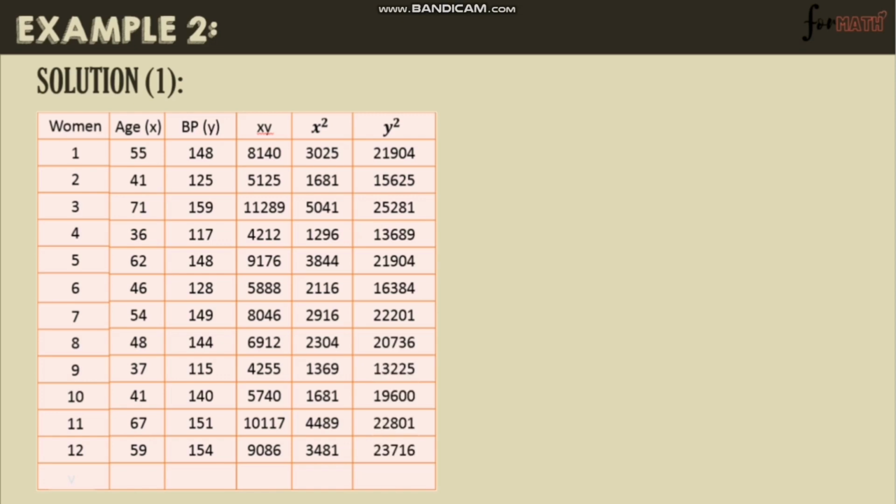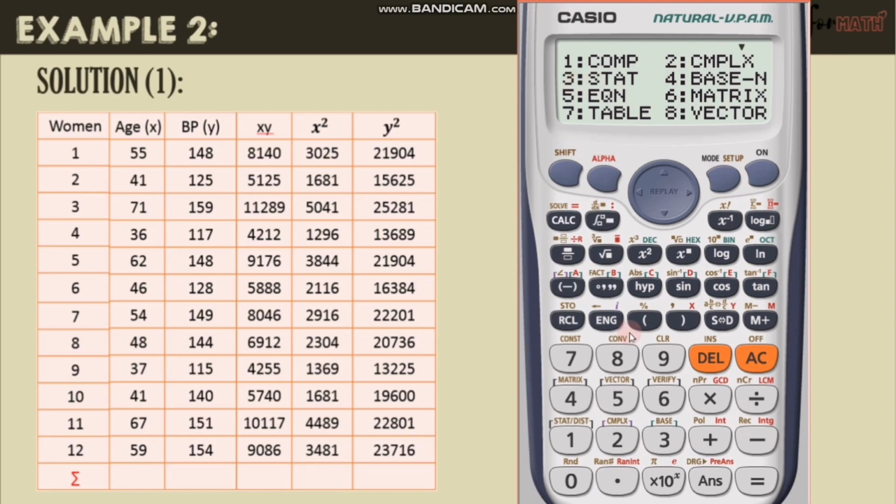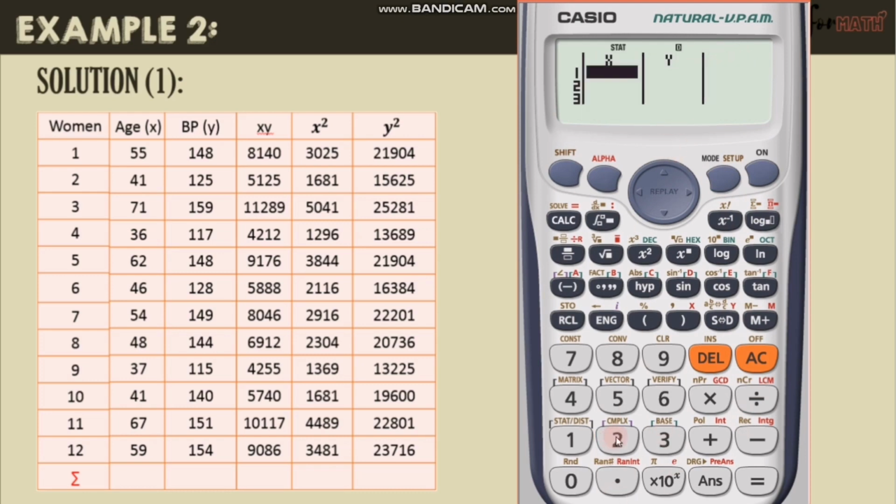So yan po yung manual. And after po nyan, makuha mo na yung data per row, you have to get the total per column. So kukunin natin yung total per column. Ito po siya. Once again, punta tayo kay mode, and then hanapin natin si stat, 3, and then yung a plus bx, which is 2. Then input lang po natin yung data. So 55.